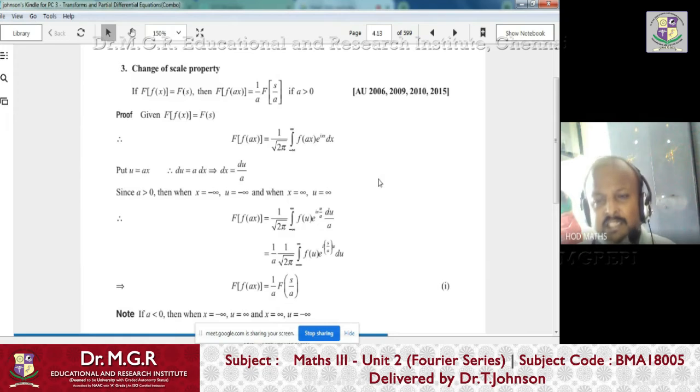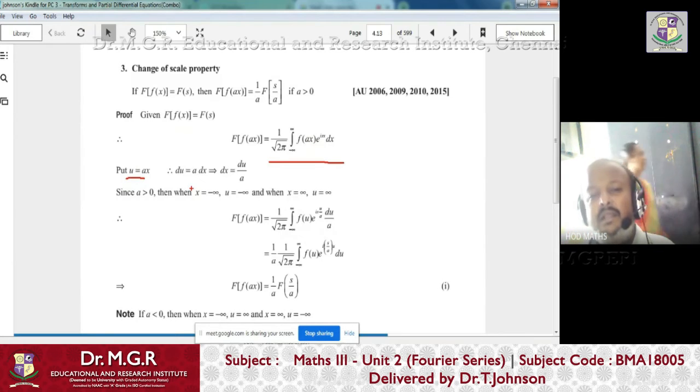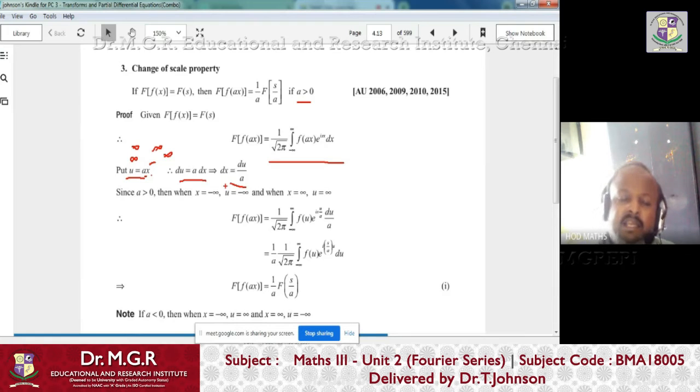By definition, this is the definition of the Fourier transform of f(ax). In that f(ax), write ax as some u. Then du is a dx, so dx can be written as du/a. Now assuming a is positive, though even if a is negative we can prove it, which we will see later in the note. Since a is positive, whenever x is negative, u is also negative, and whenever x is positive, u is also positive, because a is only a positive constant.